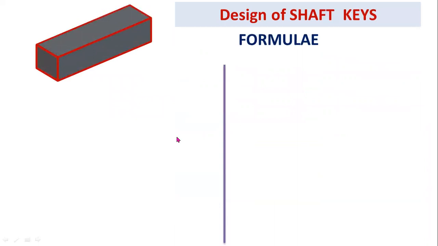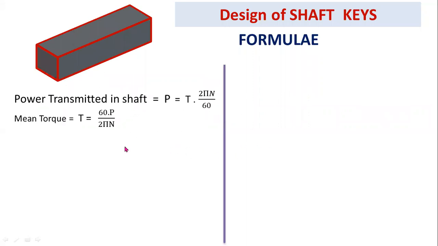These are the important design formulas for key for a sunk key. For design of sunk key, we are using these formulas. Already we know the power transmitted by the shaft, power P equal to T into omega. From this equation, the mean torque T equal to 60 into P by 2 pi n. So this is the formula for torque transmitted by the solid shaft. Torque equal to pi d cube by 16 into tau. From this equation, you can get the value of the diameter of the shaft.